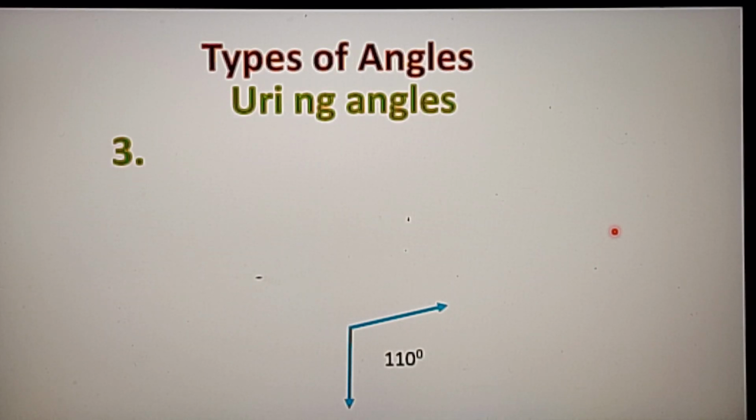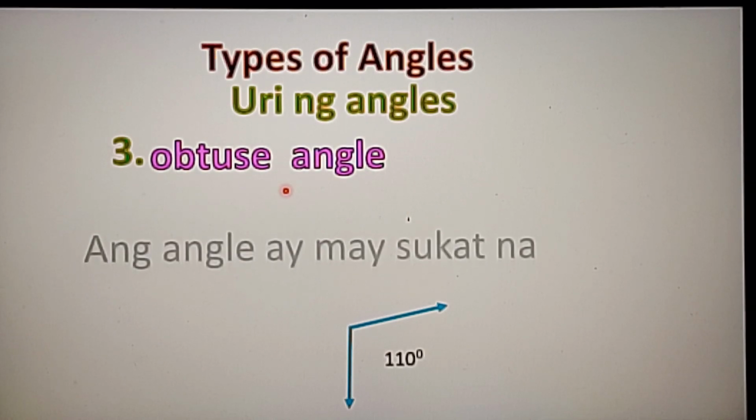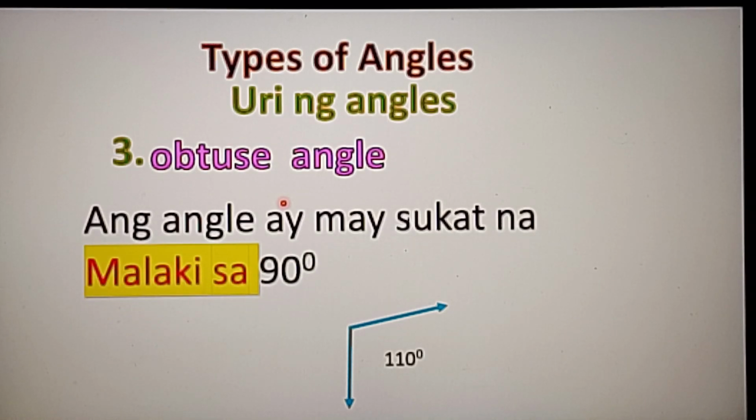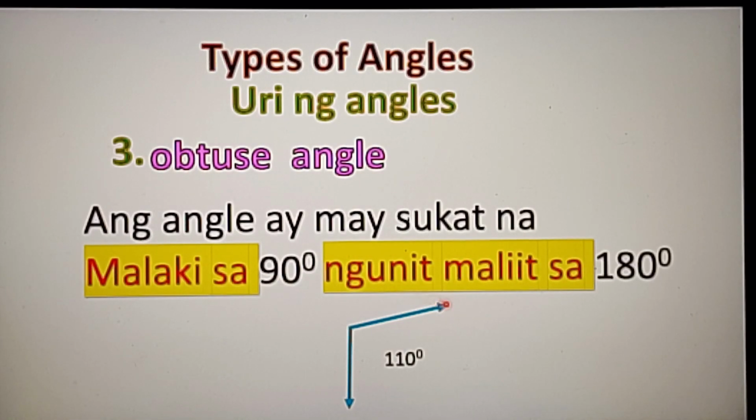Another types of angles ay obtuse angle. Ang obtuse angle ay may sukat na greater than 90 degrees, malaki sa 90 degrees, but maliit sa 180 degrees. Obtuse angle measures greater than 90 degrees but less than 180 degrees.